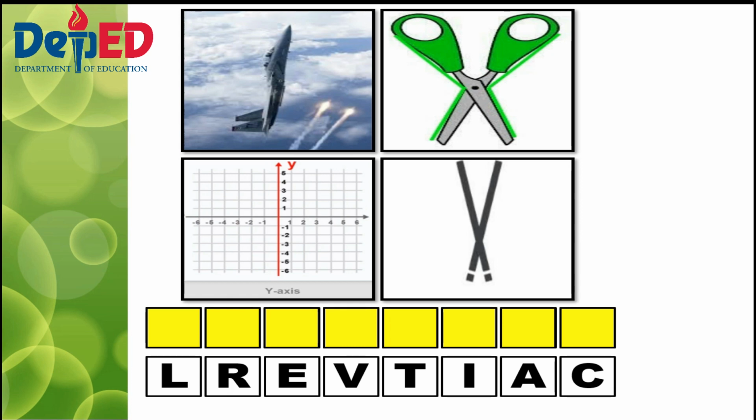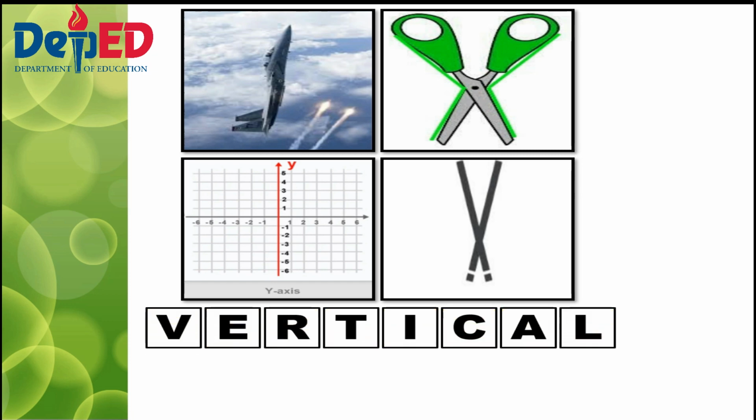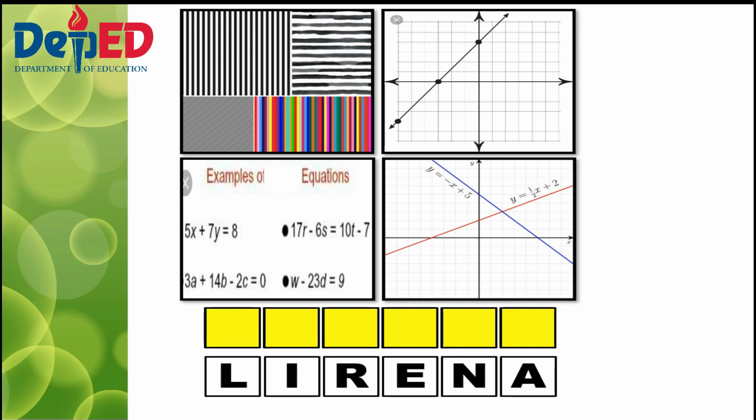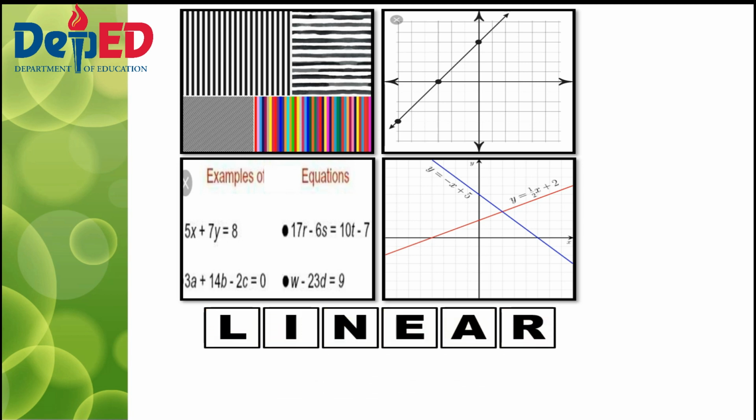Okay, now look at the 4 pictures to guess the word. Again, you have 5 seconds. That's right, the word is vertical. Okay, for the last 4 picks, 1 word. Can you guess the word? You have 5 seconds. Very good, the word is linear.